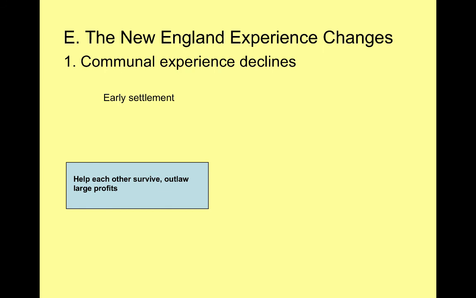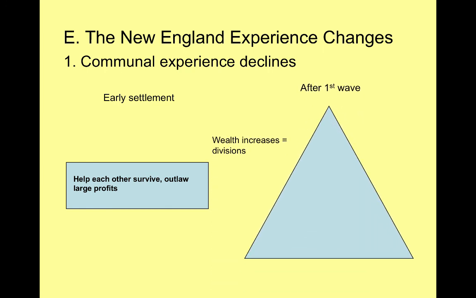Their land plot is about the same size. And so it is a communal experience because everybody is sharing and helping each other because they want to create the perfect utopian community. But then as time passes and more immigrants come, and the colony becomes more of a success, and life expectancy increases, and families are able to accumulate wealth over time, some families are just going to be richer than others, and it's typically families along the East Coast.